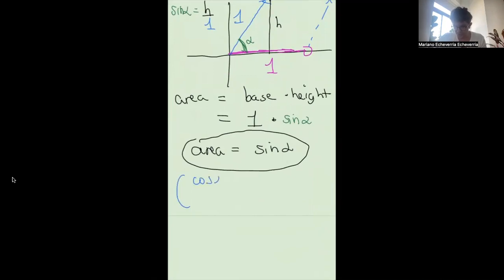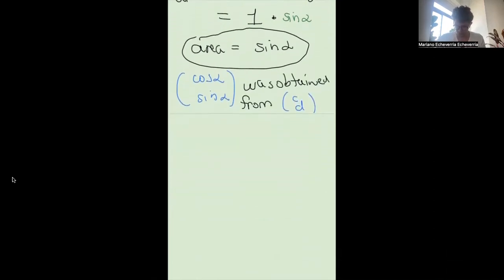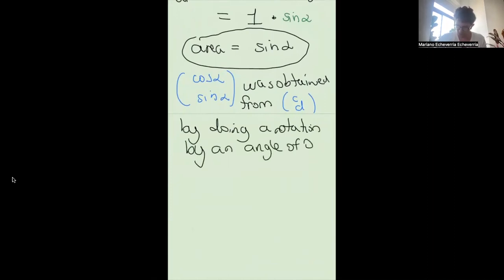Cosine of alpha, sine of alpha was obtained from CD by doing a rotation by an angle of theta. That's basically why at the beginning of the course we saw this rotation matrix.